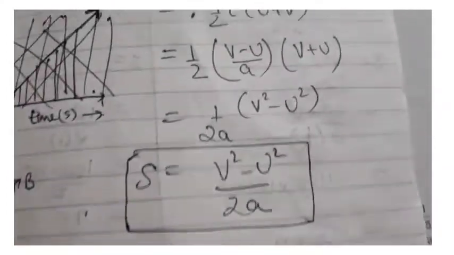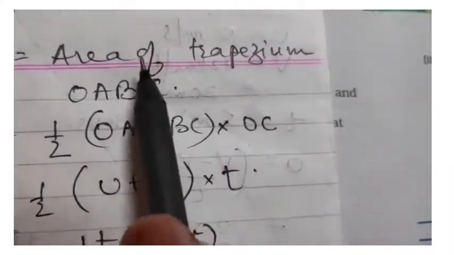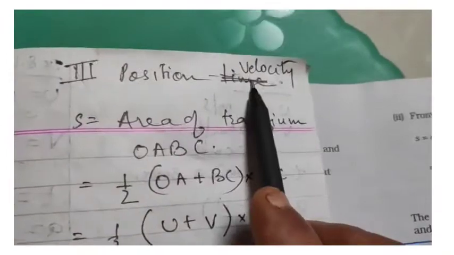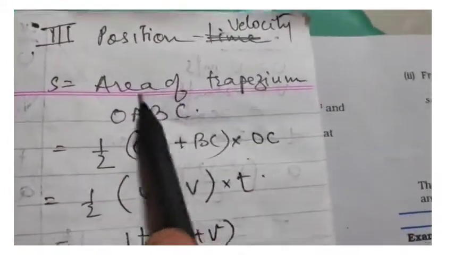Now the third situation is the area of the trapezium itself, that is the position velocity relation. For that you take the area of the trapezium itself. The trapezium is OABC, which I showed you earlier.